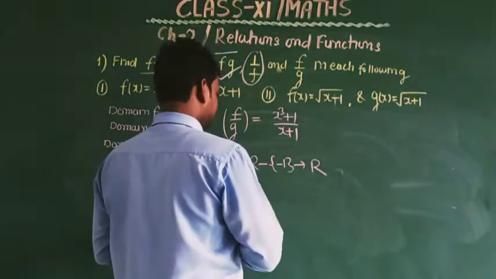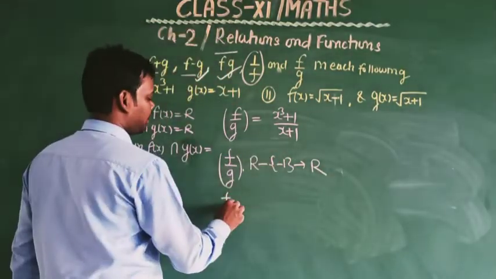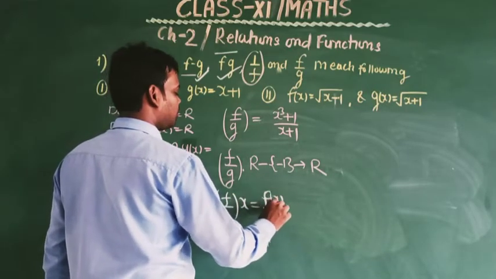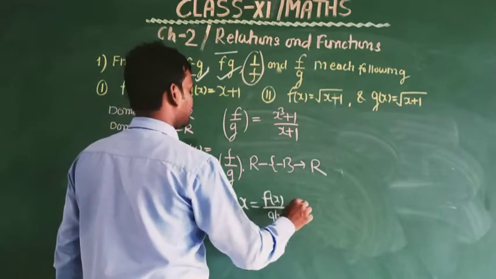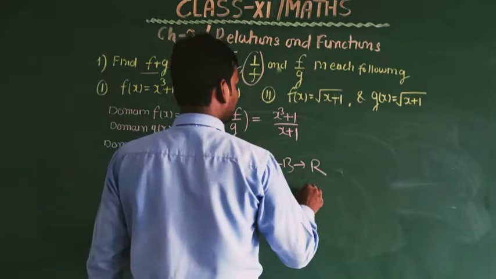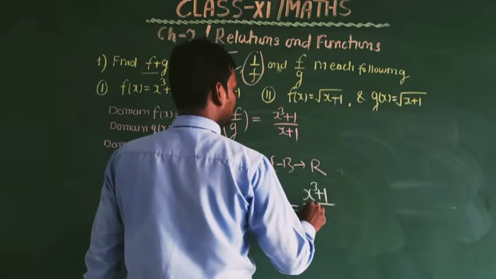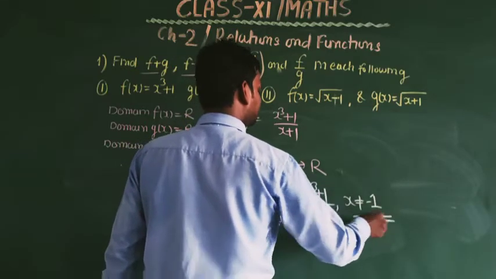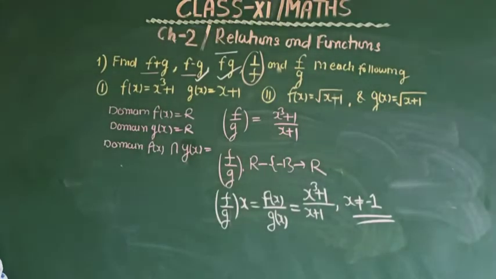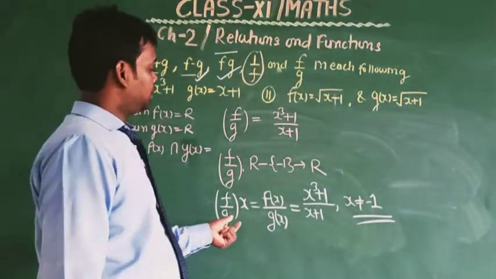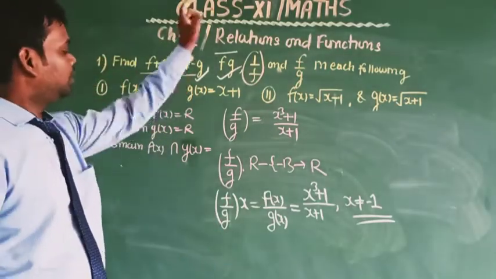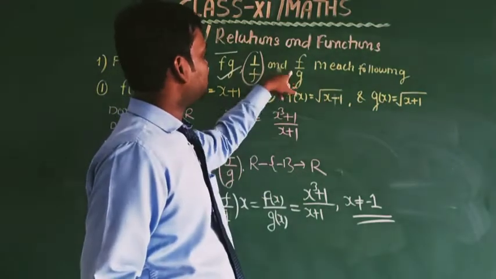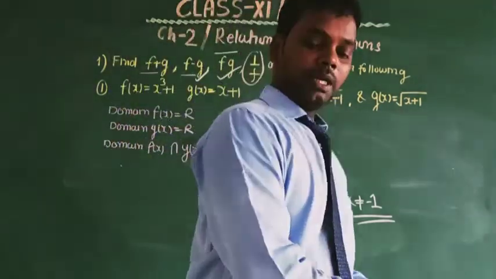and defined by f by g of x equal to fx upon gx. fx is x cube plus 1, and gx is x plus 1, where x is not equal to -1. So this is the required value of the function f by g.